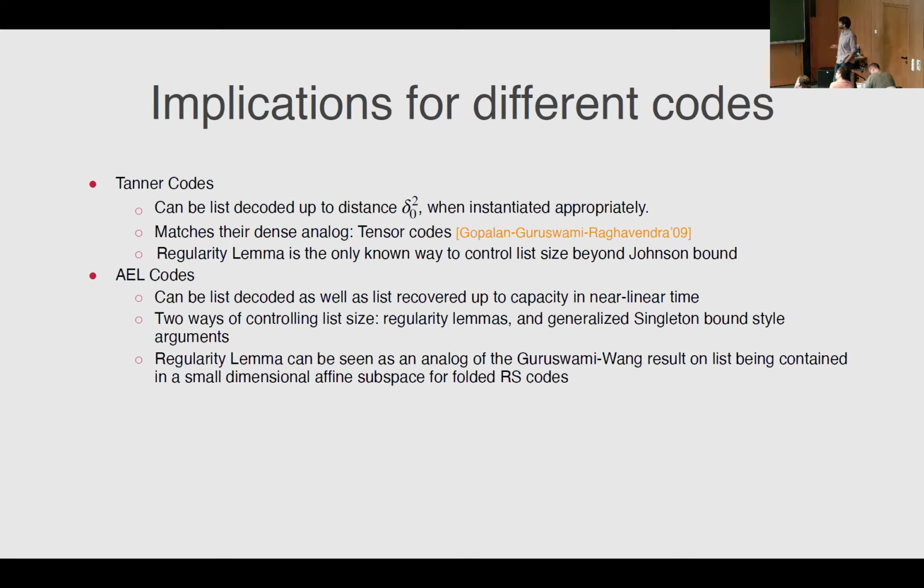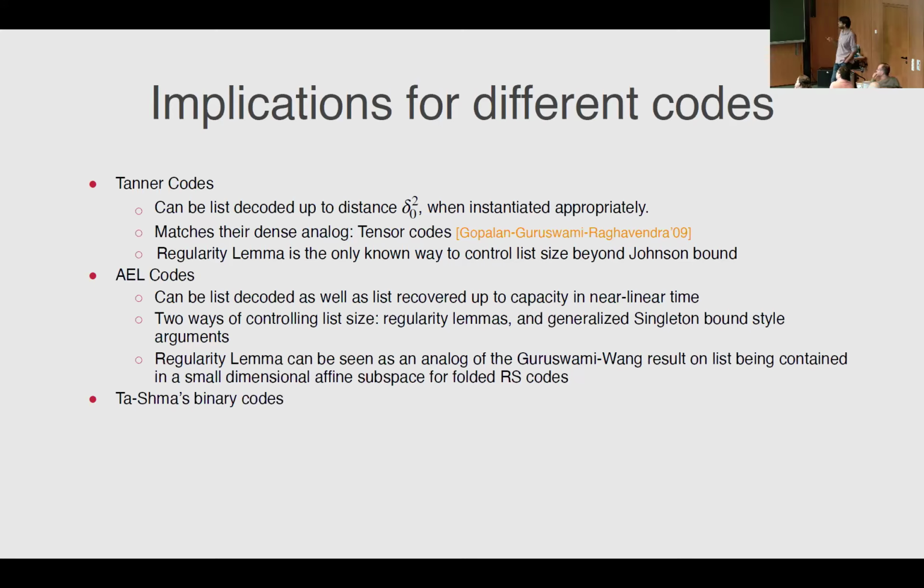And roughly speaking, the regularity lemma for AEL codes can be seen as an analog of the Guruswami-Wang result, which says that the list is contained in a small dimensional affine subspace, and then you do enumeration to find that list. Here, the analog of the affine subspace is this low complexity partition. And after that, you do brute force enumeration. So in this spirit, the next result that Madhur will talk about will roughly be the analog of the Chen and Zhang result for expanders.